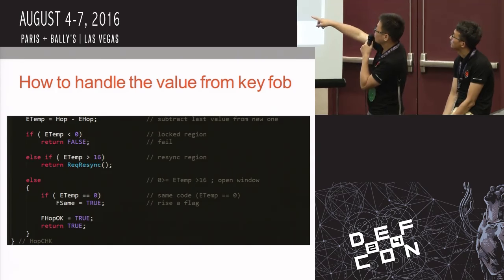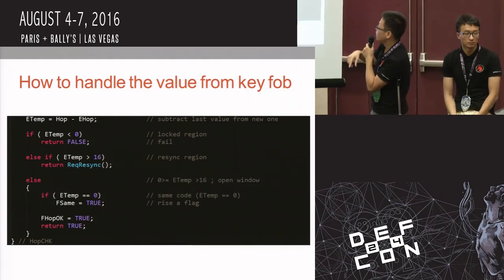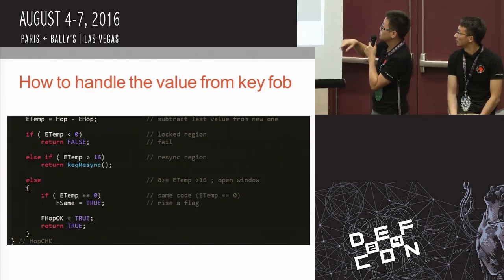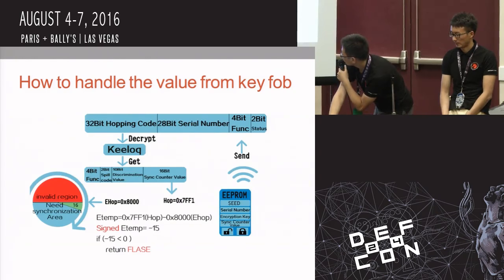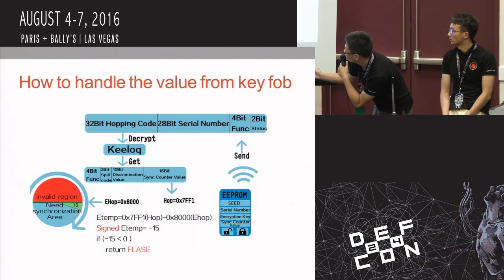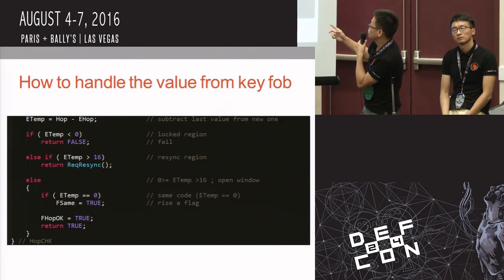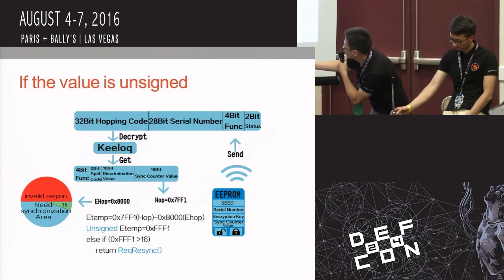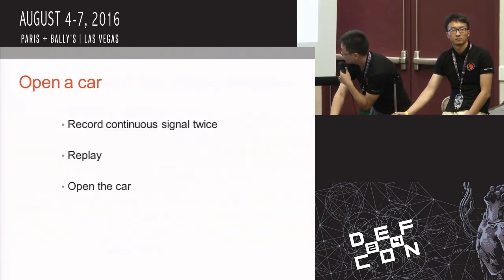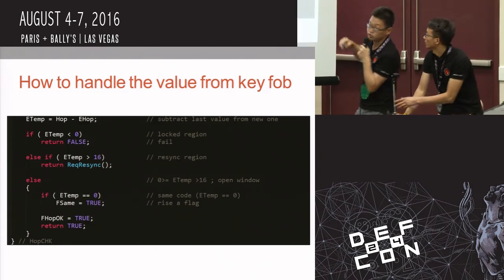So we read this source code. HOP is the sync counter value from the key fob, and EHOP is the sync counter value saved in the car. HOP minus EHOP gives ETEMP. ETEMP is smaller than zero, as this is negative 15, so it goes to false. That's the correct behavior. Next, if they define this value as an unsigned value, it will go to this request resync function.